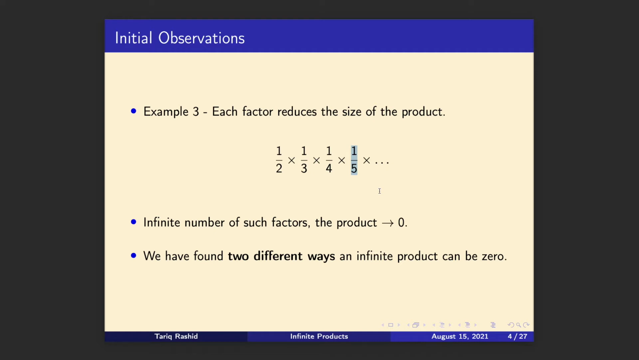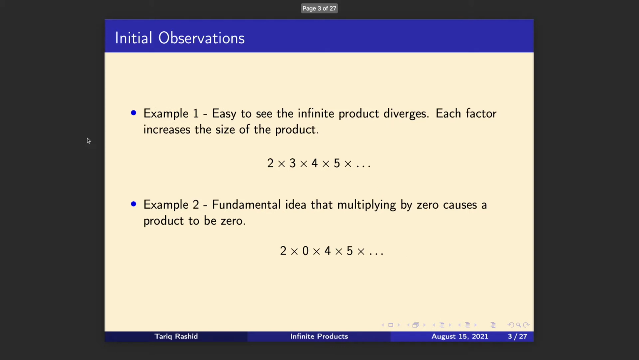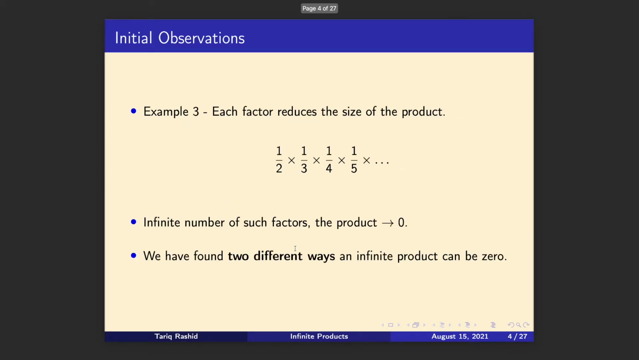But the important point here is we've now found 2 ways that an infinite product can be 0. And this doesn't apply for normal, as in finite, products. With finite products, the only way they're 0 is if one of the factors is 0. With infinite products, either a factor is 0, like this one here, or the factors keep shrinking their partial product, as it were. So we have 2 ways of making a product 0, so we have to keep that in mind. That's the first difference, I guess, or a new idea that we perhaps didn't expect.